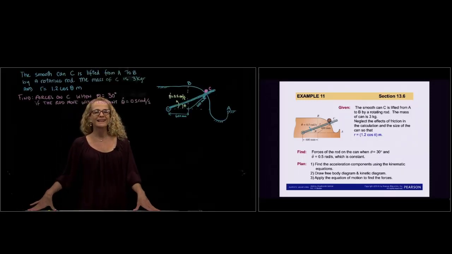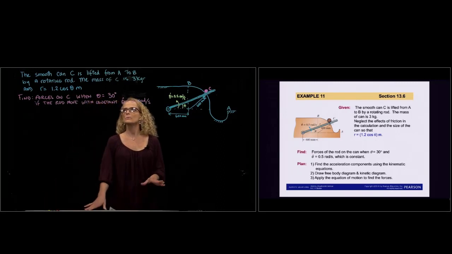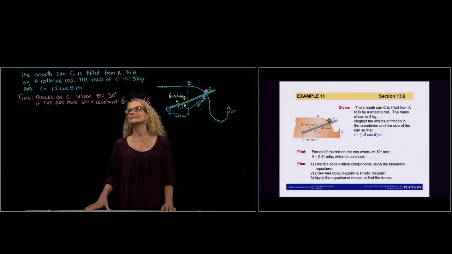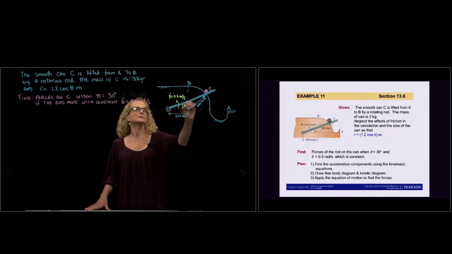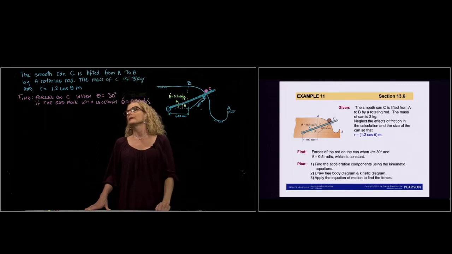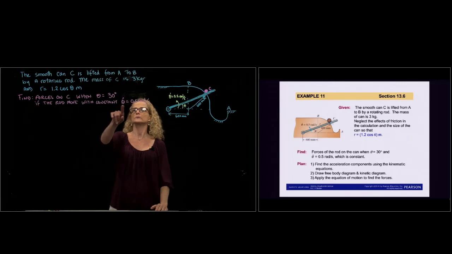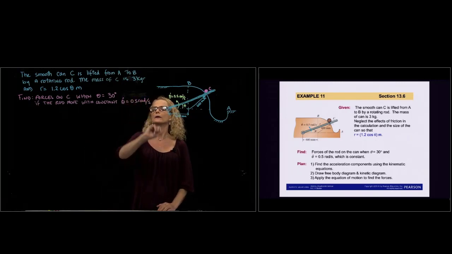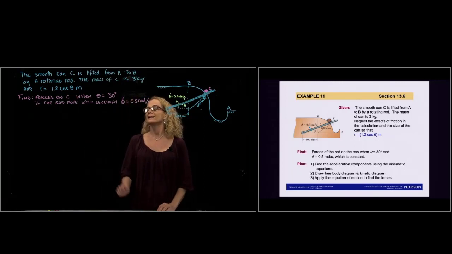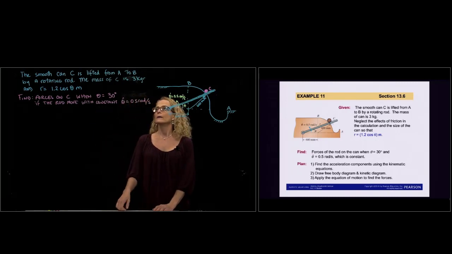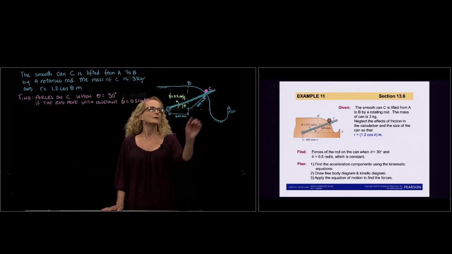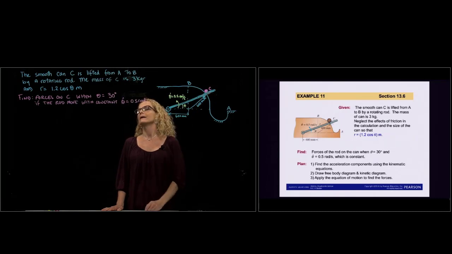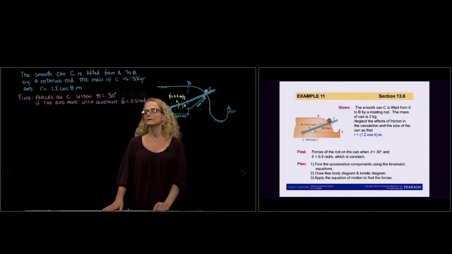This is example number 11 from chapter 13, section 13.6. We have a smooth can C that is lifted by this rod from point A to point B. That rod is rotating with a constant angular velocity of 0.5 radians per second. We are asked to find the forces exerted on C when theta is 30 degrees.